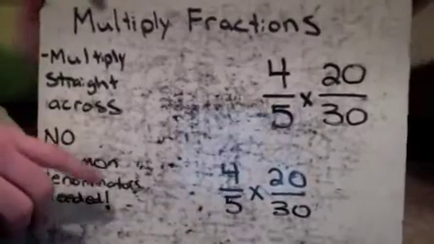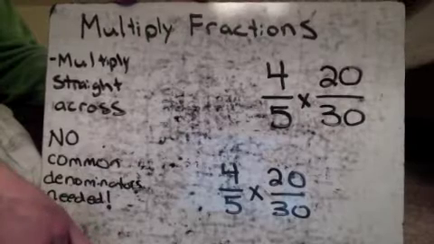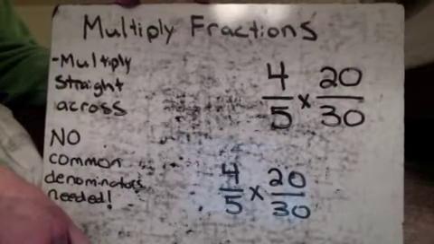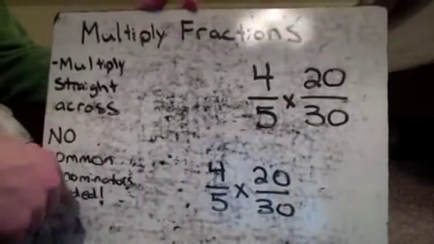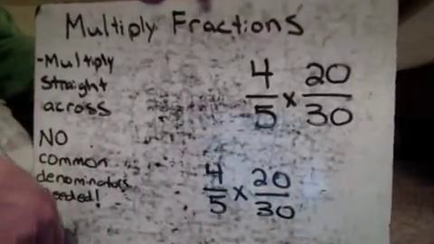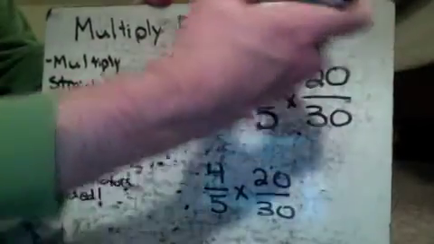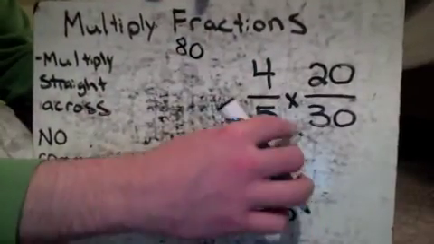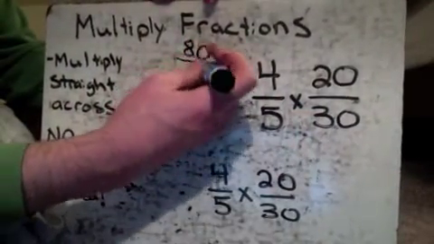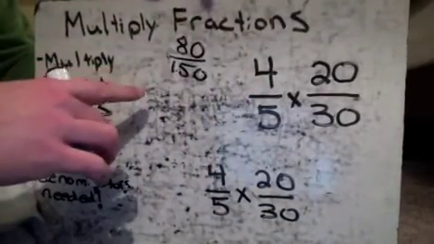All right, I've put this problem on here twice for a reason. We could simply just multiply straight across, okay? And we're going to do that. Remember, we don't need common denominators. We're multiplying the top and the bottom straight across. So 4 times 20 is going to, of course, be 80. And then 5 times 30 is going to be 150. And we will need to reduce those.